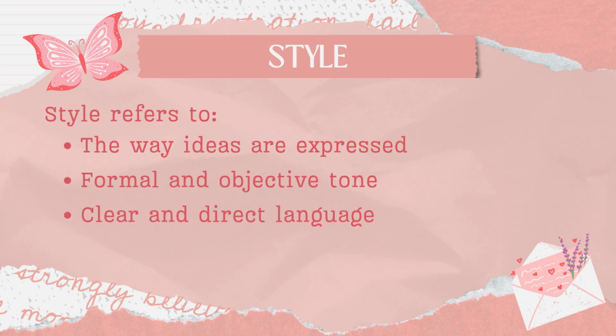Let's now move to style. Style shows how ideas are written. Informational texts usually use a formal and objective style. This means that the writing is serious, clear, and focused on facts. Again, informational texts usually use a formal and objective style, so the writing is serious, clear, and focused on facts.